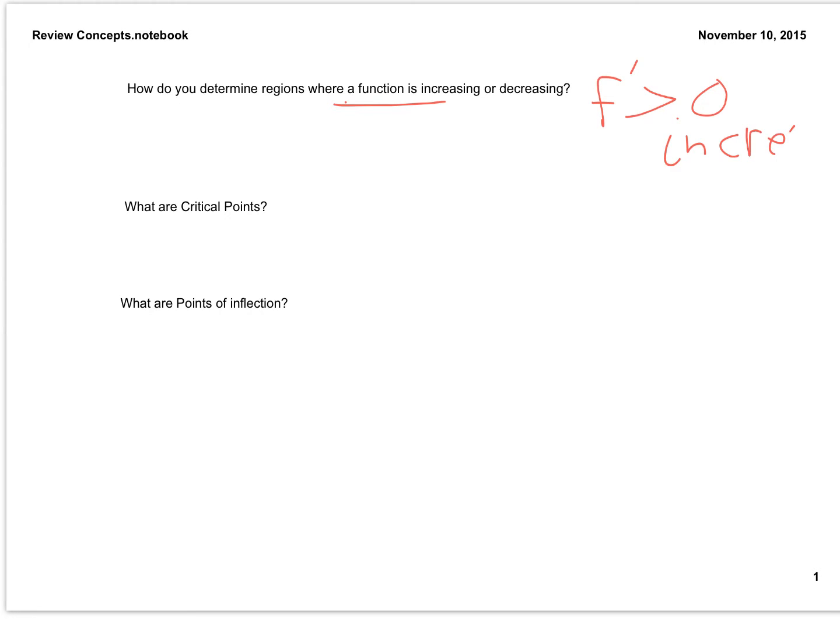So what you need to do is to figure out where the first derivative is equal to 0. Then you want to do a sign line with that particular derivative. And then once you've done the sign line with that derivative, anywhere that the first derivative is greater than 0, it's increasing. If the first derivative is less than 0, it is decreasing.